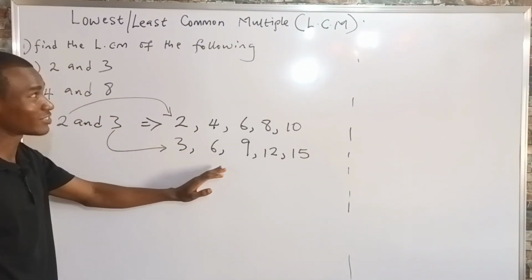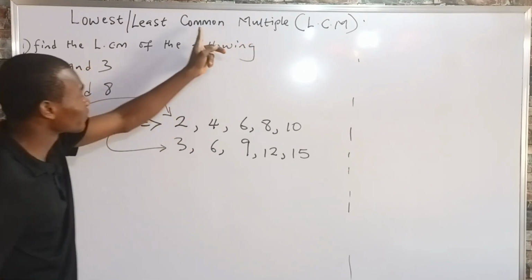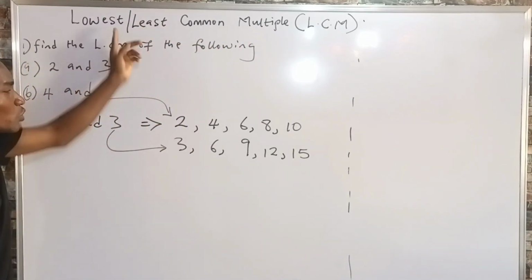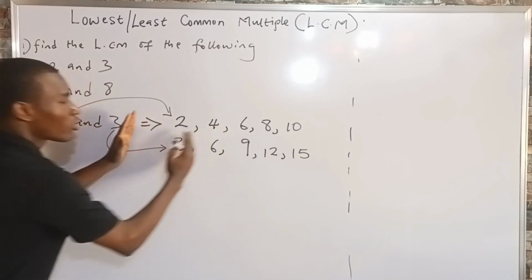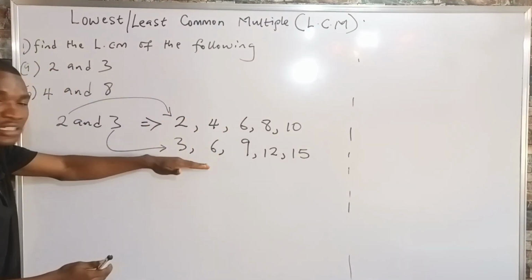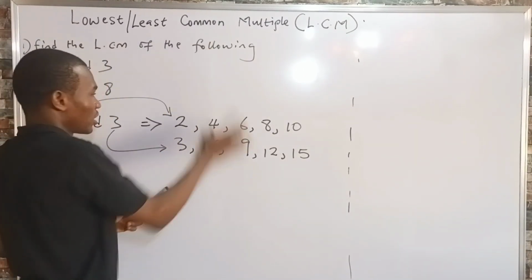Then remember, we are treating LCM. We are just through with the multiples. What of the common and what of the least? That means we shall look for all the things that are common, both in the multiples of 2 and the multiples of 3. So let's select the things that are common now.